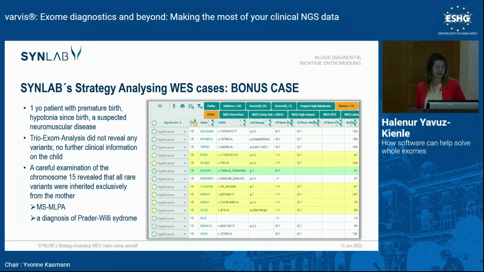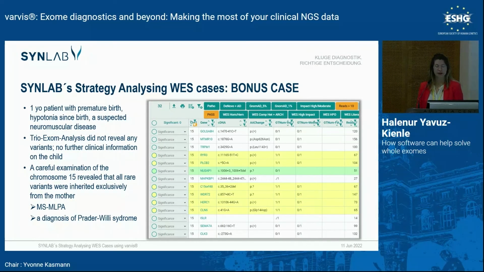A colleague of mine was analyzing the data of a year-old patient with premature birth and severe hypotonia, and there was a suspicion of neuromuscular disease. She did a trio exome analysis but didn't identify any variant. We unfortunately received too little information on the patient, so she didn't know if any pre-analyses had been done on this child with severe hypotonia. She had the suspicion, she was just wondering if Prader-Willi syndrome had been excluded in this case.